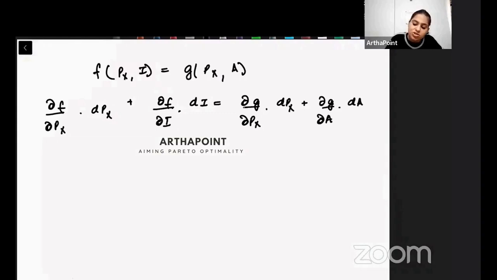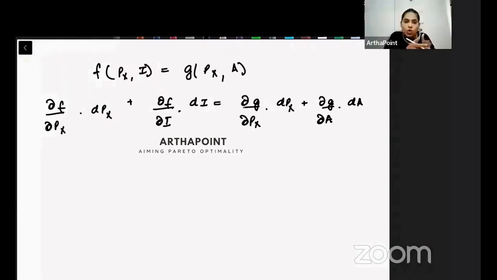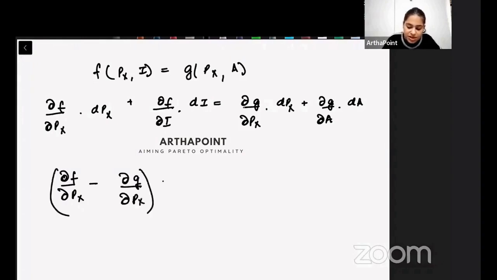Okay. Now just go ahead and do one thing. Just bring Px terms on the same side. So I will get del F by del Px minus del G by del Px, times dPx, equal to del G by del A, dA minus del F by del I, dI.